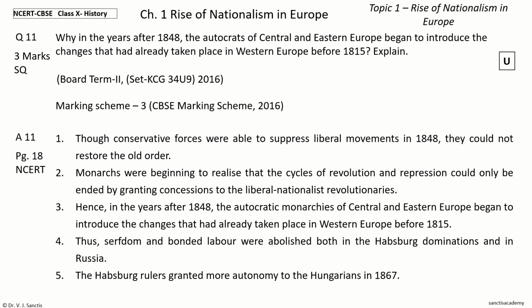So this was the answer: firstly, the conservatives, that is the old monarchs, were finding it difficult to quash revolutions. They wanted a middle ground, therefore they made some changes to reach that middle ground with the liberal revolutionaries. This would become very expensive for them. Then, as a change, they abolished serfdom and bonded labor in both the Habsburg dominions, that is Austria, etc., and in Russia. Then the Habsburgs gave more autonomy to the Hungarians, that's the country of Hungary now, in 1867.